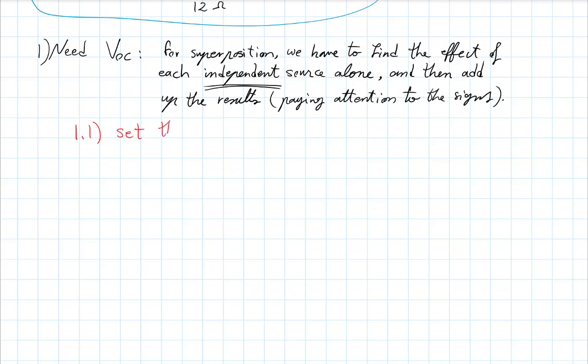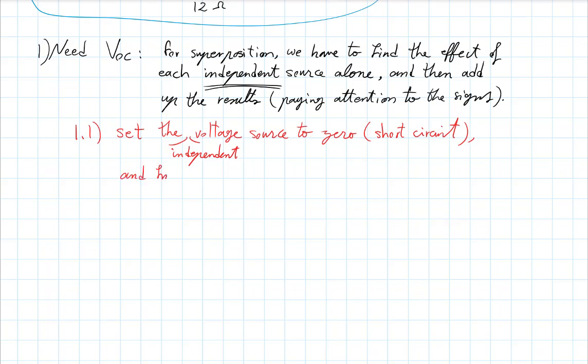set the independent voltage source to 0, which is a short circuit, and find V, for instance, using KVL, KCL.